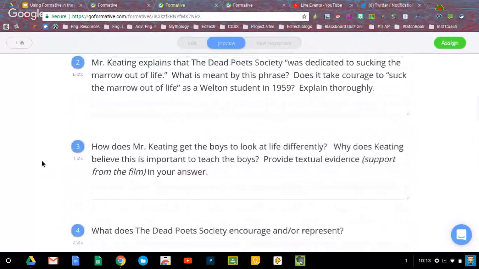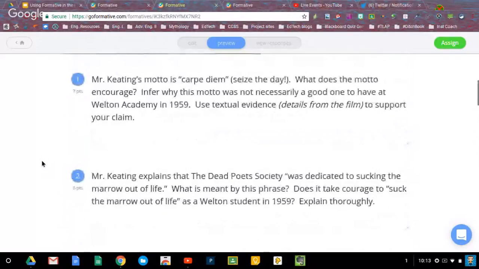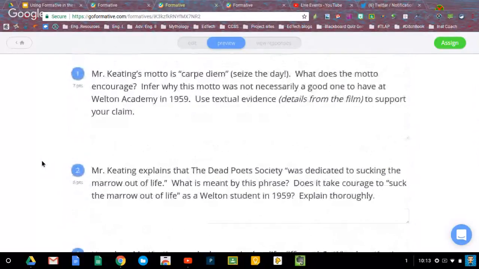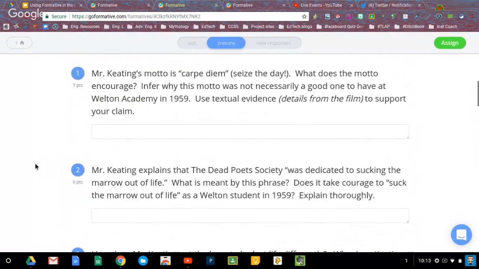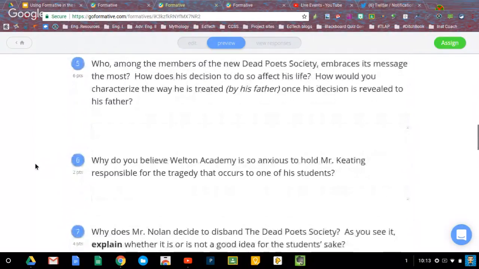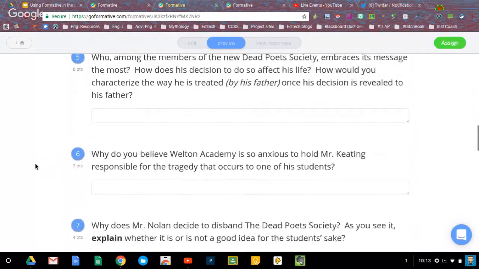Providing textual evidence is something big that I like to hit. And so when I tell them use textual evidence, you're not going to use the actual text, but you're going to use details from the film. That's why I include that, because they need to know how to pull things to support their opinions and to back up what they're saying. Because I think a lot of kids forget to do that from time to time.